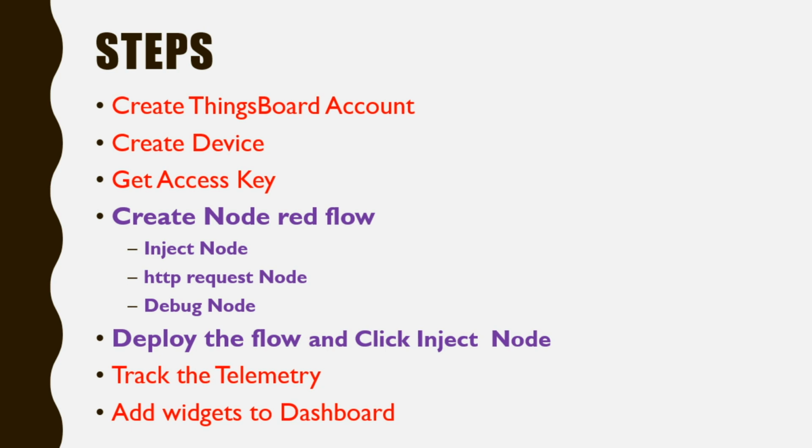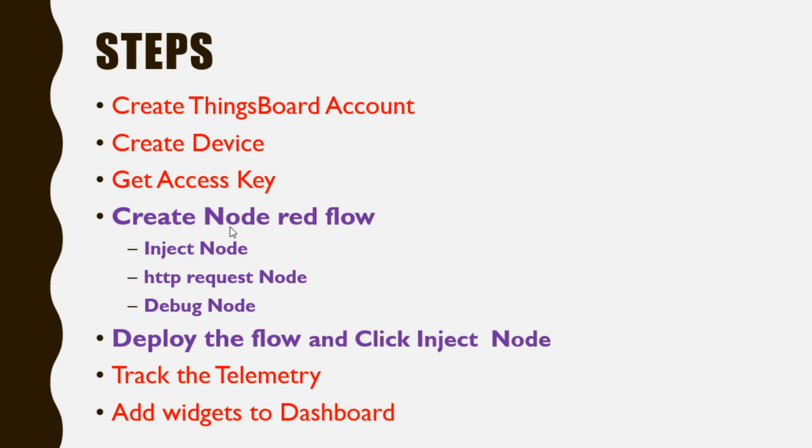So let us start with our actual learning. This is the step we are going to follow today. First, we are going to create a ThingsBoard account. Then we are going to create the device inside the ThingsBoard account, and we are going to get the access key, and you are going to keep it aside.